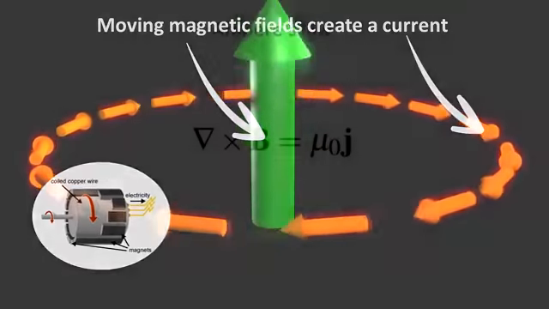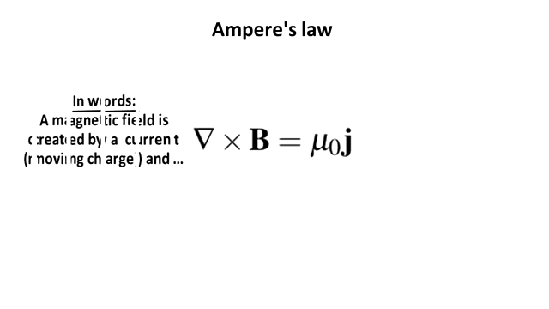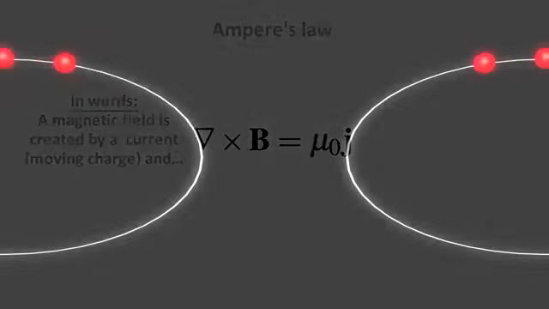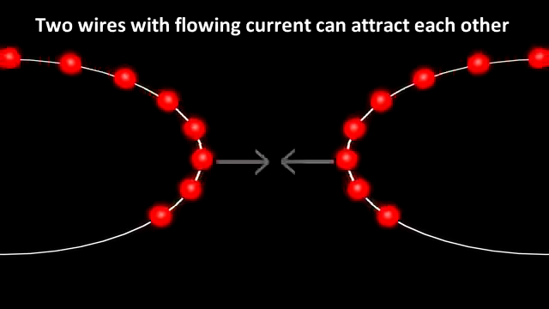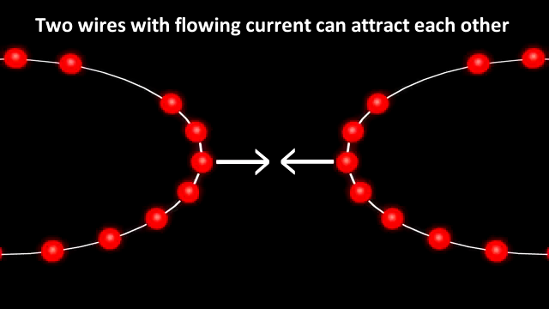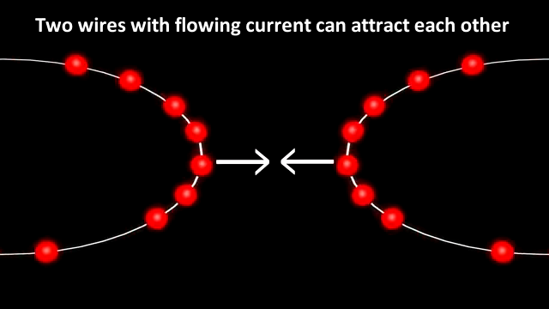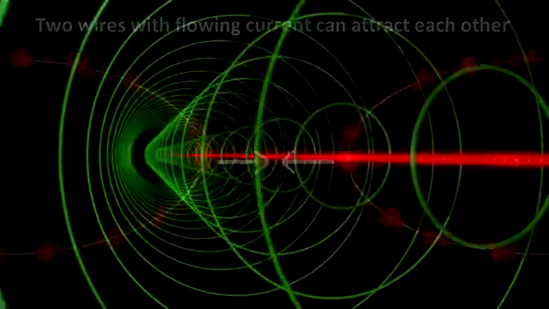The fourth equation is Ampere's law. It basically says that if you have a moving charge through a wire or an electrical current, you generate a magnetic field. In other words, two wires can be attracted to each other if they have current flowing through them. The equation will tell you how strong the magnetic field would be.